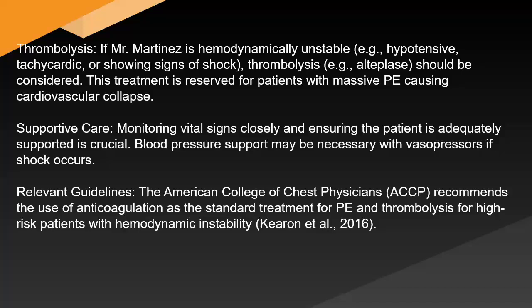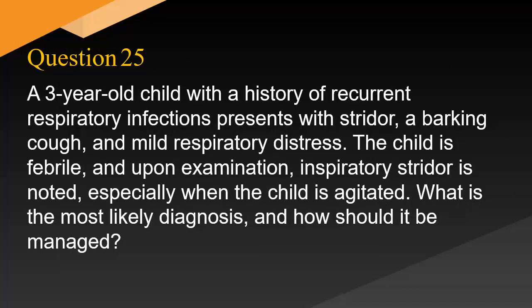Curran et al. 2016. A 3-year-old child with a history of recurrent respiratory infections presents with stridor, a barking cough, and mild respiratory distress. The child is febrile, and upon examination, inspiratory stridor is noted, especially when the child is agitated. What is the most likely diagnosis and how should it be managed?